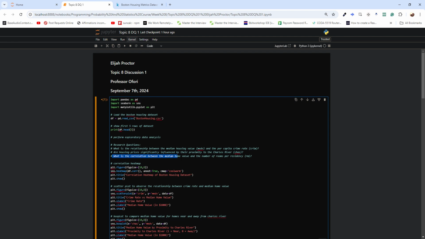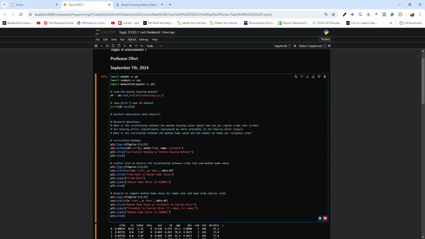And then our last question, what is the correlation between the median home value and the number of rooms per residency? And so from our heat map, we can see that there is a positive correlation between the number of rooms and the median home value, since it was close to being the color red. And this means that homes with more rooms tend to have higher prices.